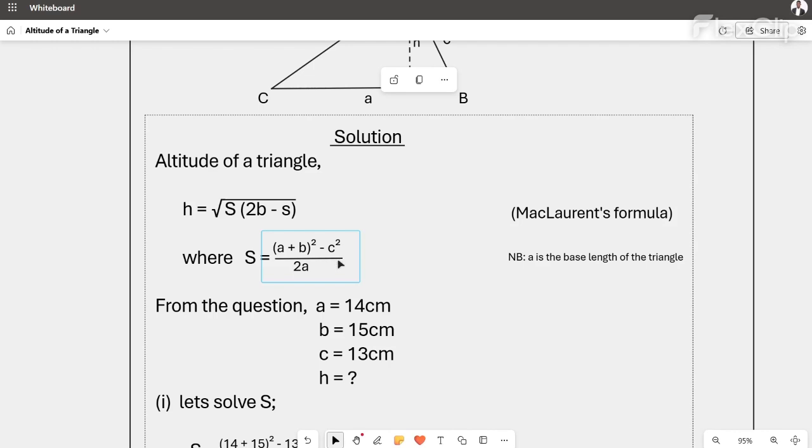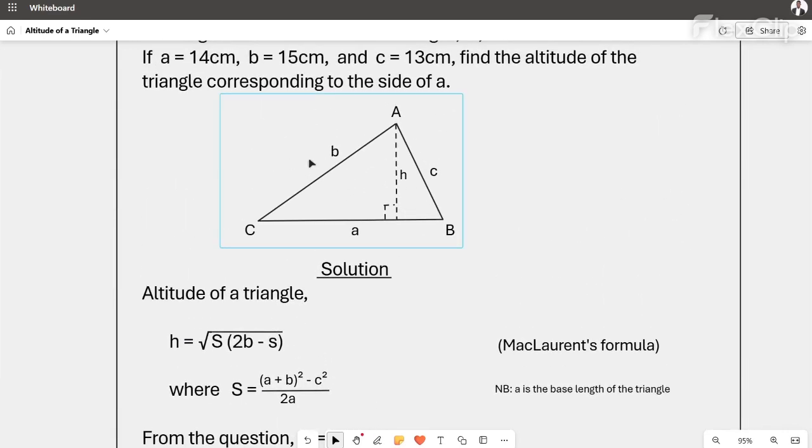But from what I know so far, this is the only direct formula for now that you can use to calculate and find the altitude of a triangle. And as you can see, it is a very straightforward and simple formula. The formula is known as Maclaurin's formula.